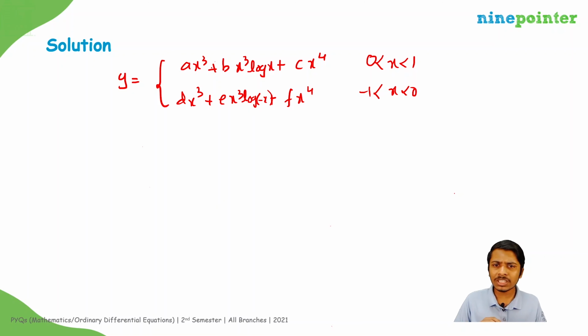So while differentiating x cube and x raised to 4, these are very nice terms. These are differentiable on the entire real numbers, so they don't make any issues. But the middle term you just consider, x cube log x, will that actually be differentiable? If you differentiate it, suppose it is differentiable, it will have x cube into 1 by x plus log x into 3x square.